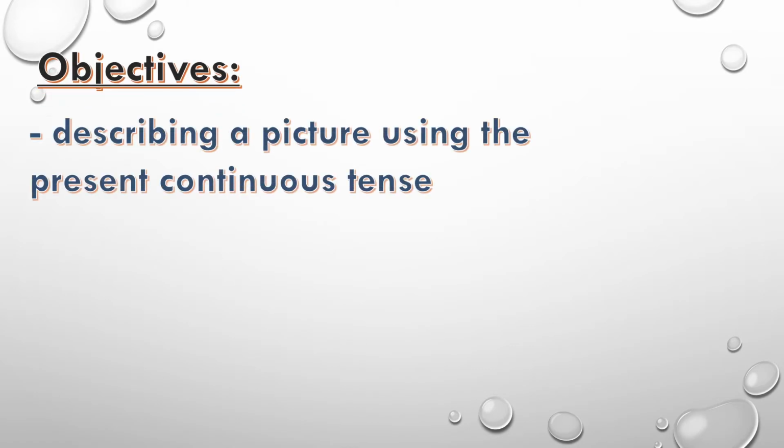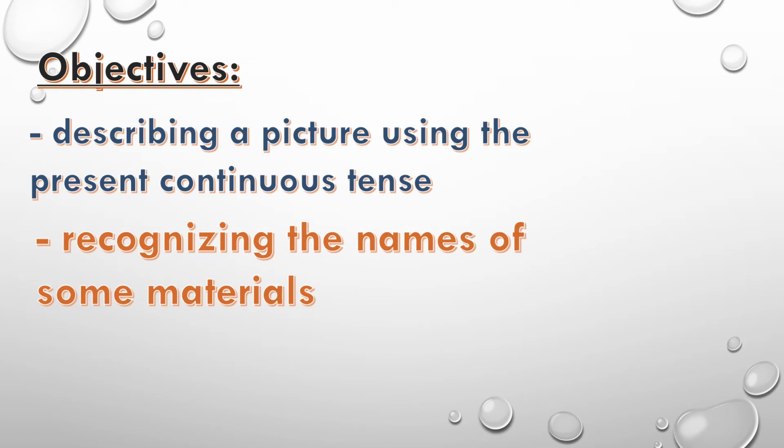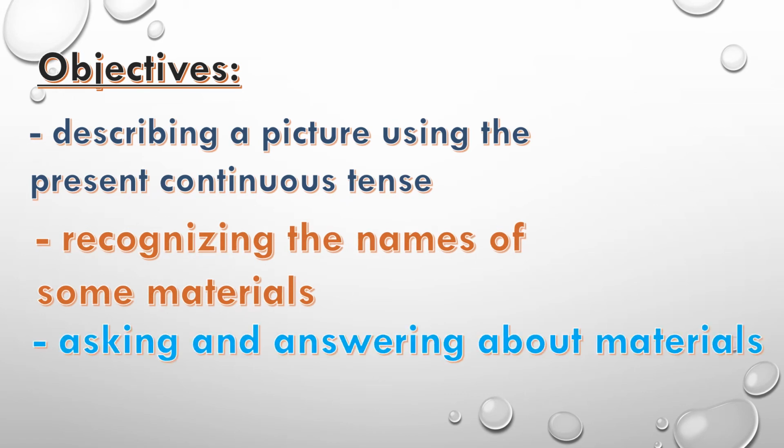Before we start the lesson, we will look at the objectives. We have 3 objectives today. The first one is describing a picture using the present continuous tense. The second objective is recognizing the names of some materials. The last objective is asking and answering about materials.